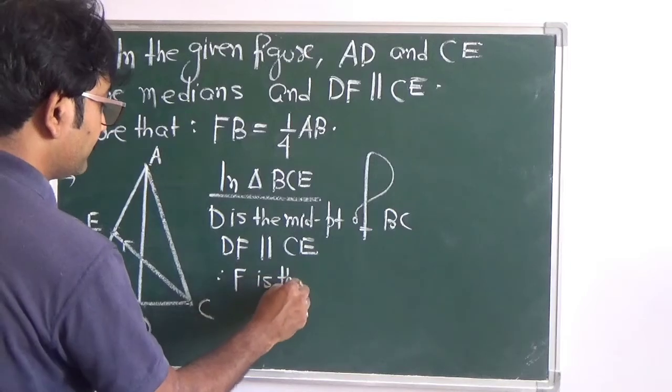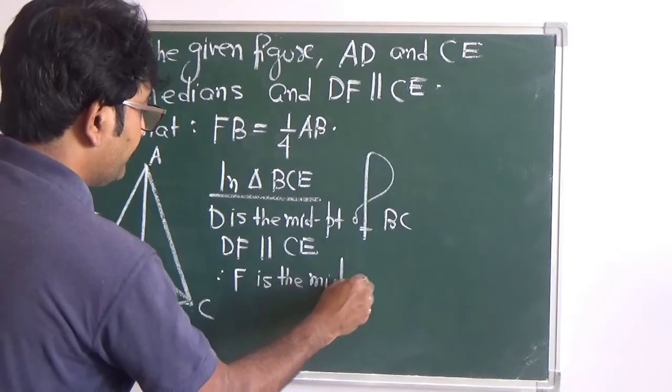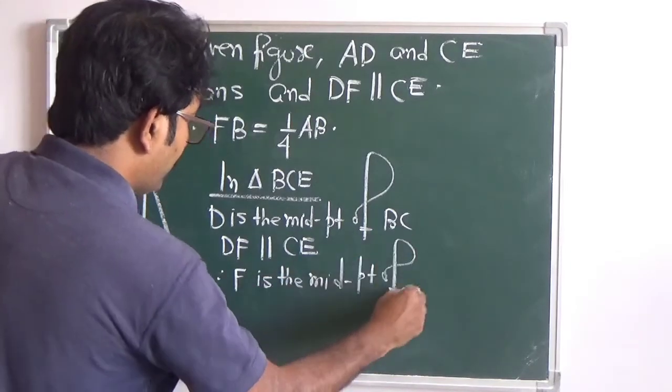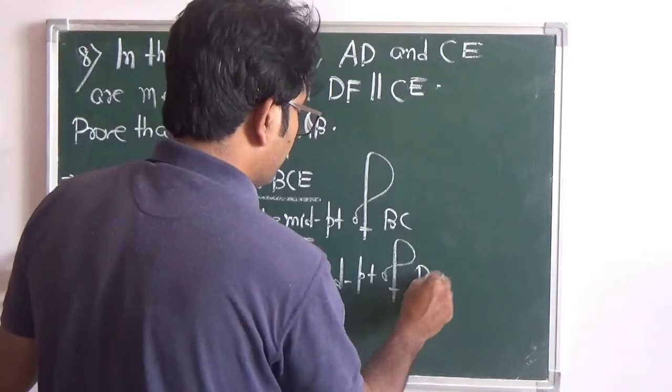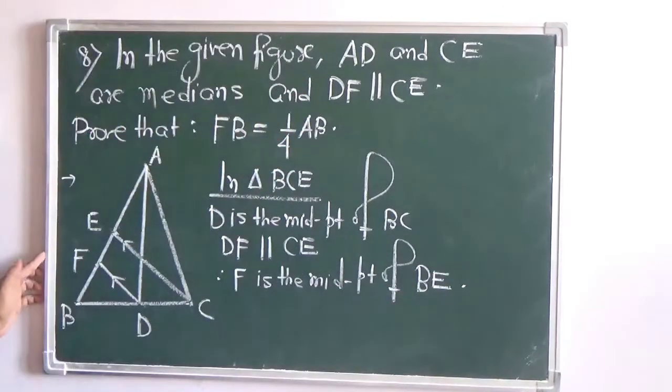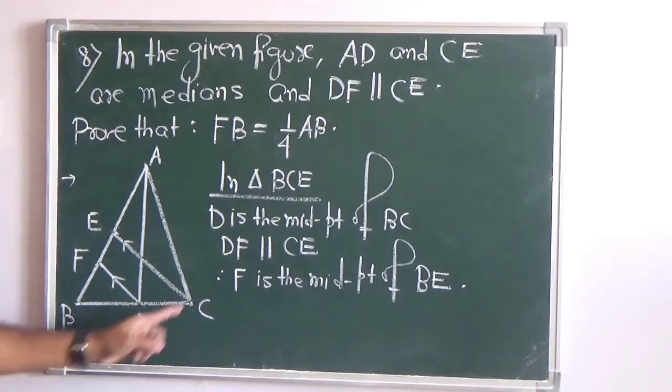F is the midpoint of BE. Again, we have obtained this result by using the converse theorem. Go through it once again. In triangle BCE, D is the midpoint of BC, DF is parallel to CE is also given, so we can say F is the midpoint of BE.